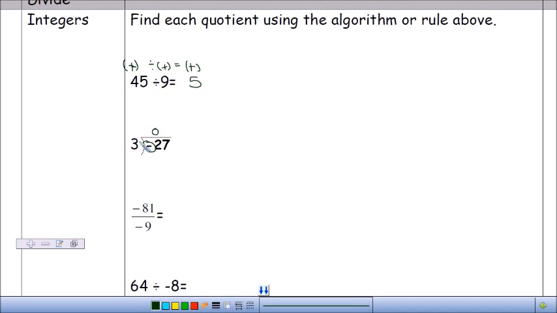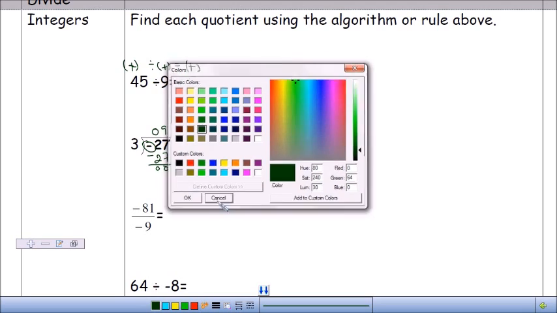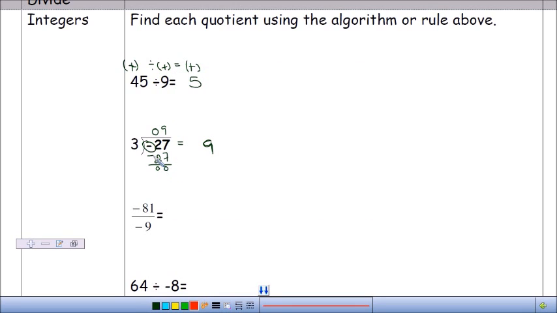3 cannot go into 2, but 3 goes into 27 9 times. That's 27, remainder 0. So my answer is 9. Now remember, we only have one negative number. This one right here is negative 27. Because we have only one negative, and 1 is an odd number, my answer is going to be a negative.